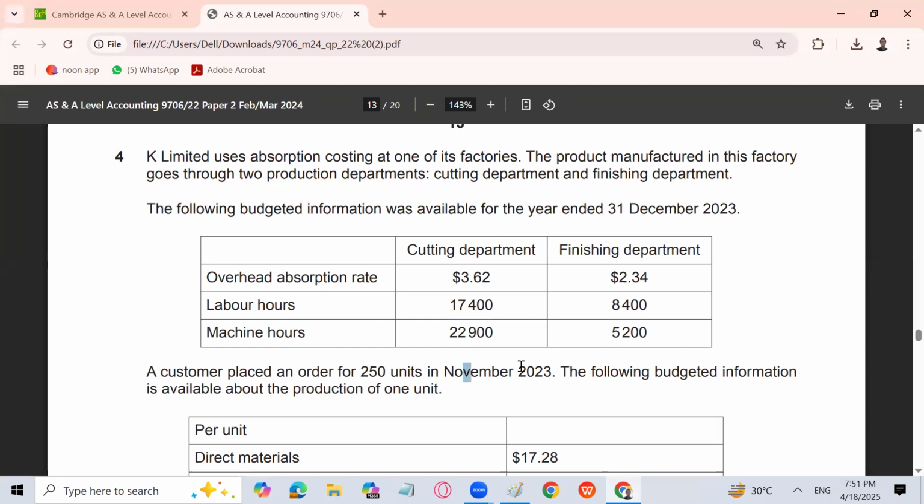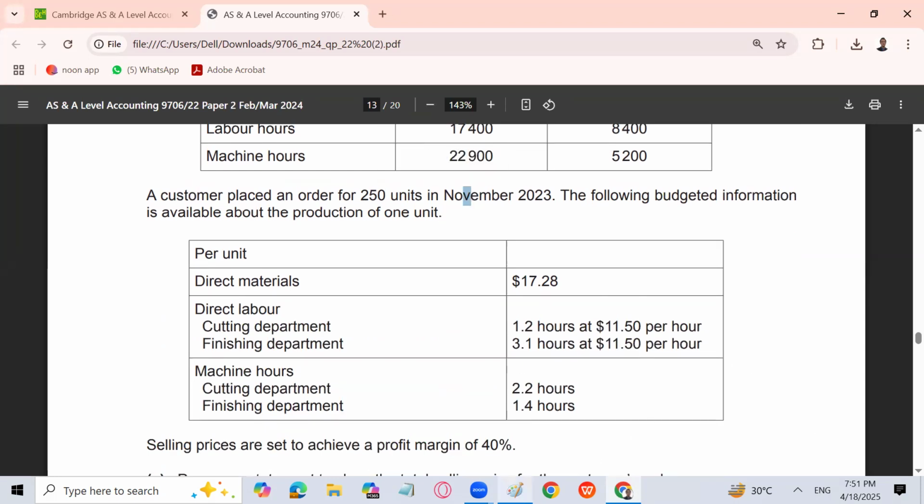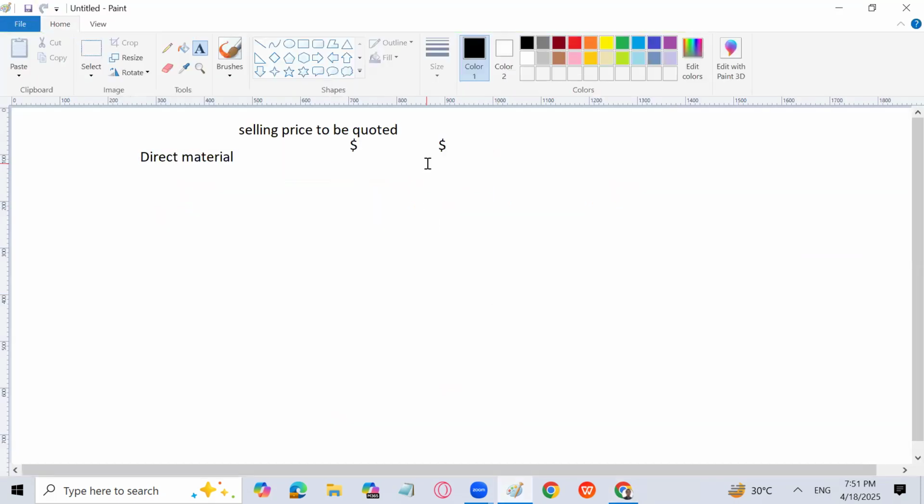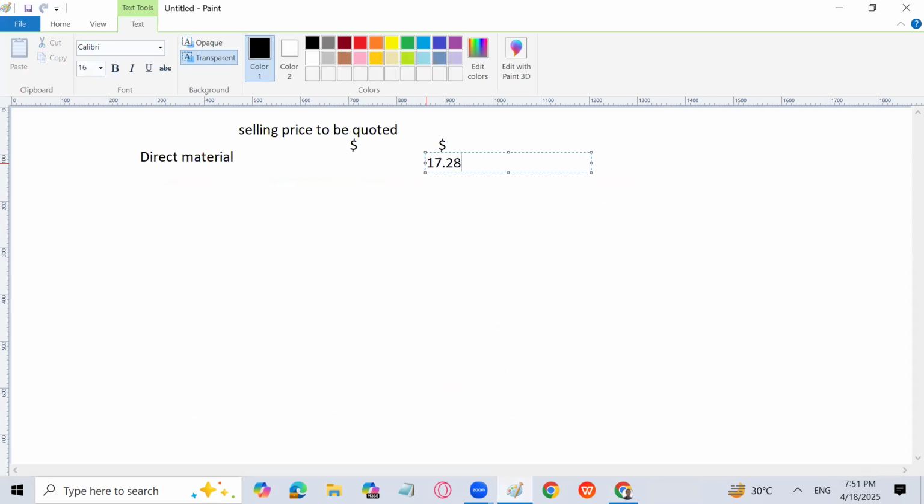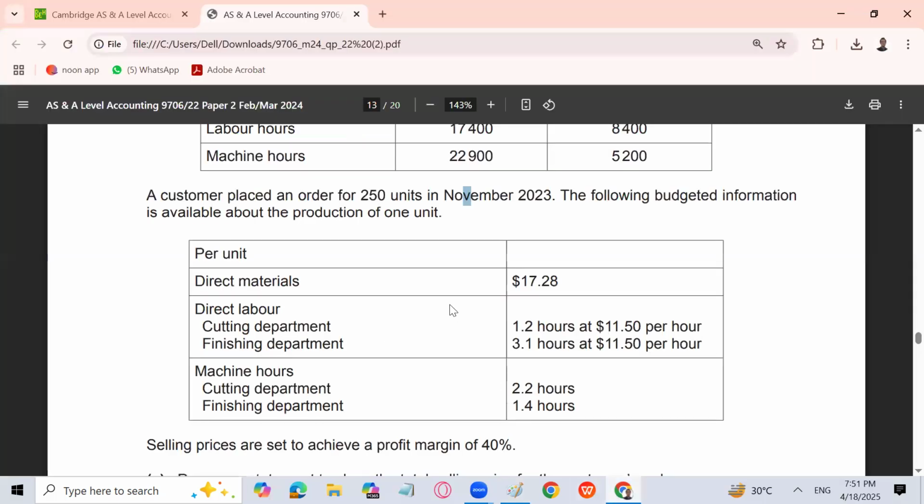The direct material is given, that is 17.28. I will write it here in the outer column directly, 17.28. Now, direct labor. Direct labor is for both departments, cutting and finishing. The cost is given: cutting department 1.2 hours at the rate of 11.5, and finishing 3.1 hours at the rate of 11.5. So we can multiply it.